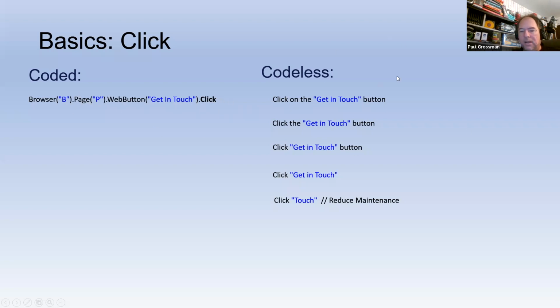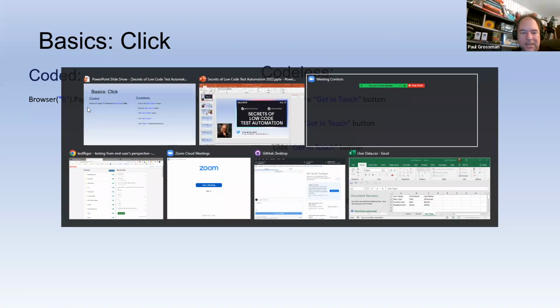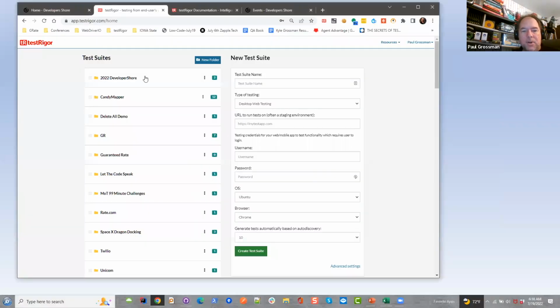Let's do it forward. Let's make it easy. All right, let's take a look and see how easy that might be. So I'm going to do our demo over here using TestRigger, which is a low-code test automation tool. You can do desktop web testing, you can do mobile testing, you can even do native and hybrid mobile testing.